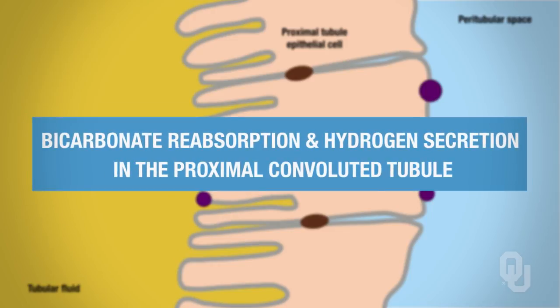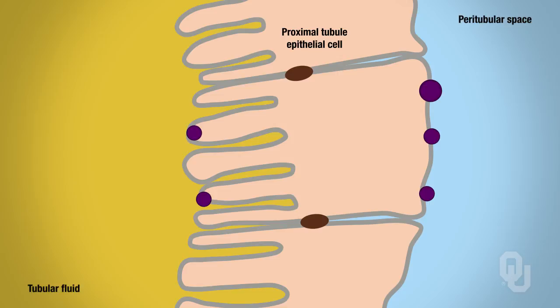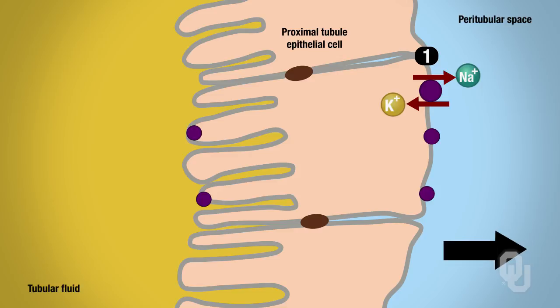Okay, then we have bicarbonate reabsorption. Same thing is going to hold true here. We're still in the proximal convoluted tubule, so that means you still have a sodium-potassium pump on the basolateral membrane. So we know that we have low sodium in the cell, and we have high potassium in the cytoplasm of the cell. Keep in mind that the plasma is over here, correct?